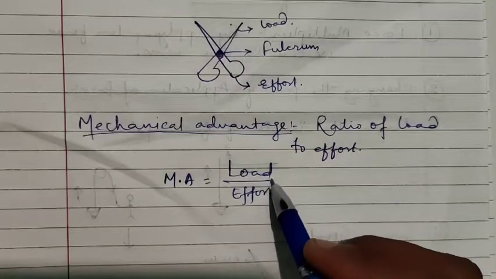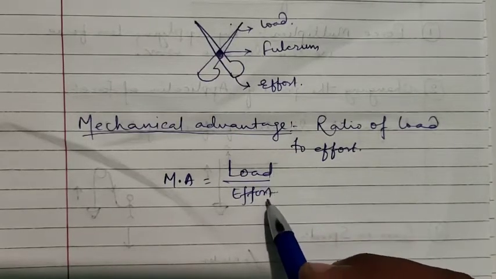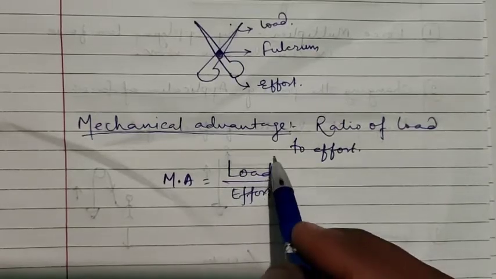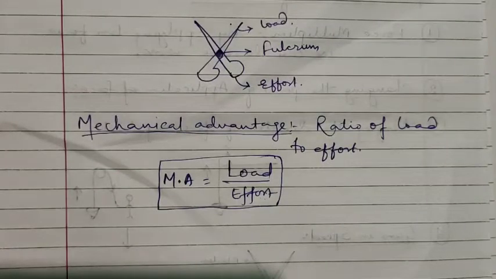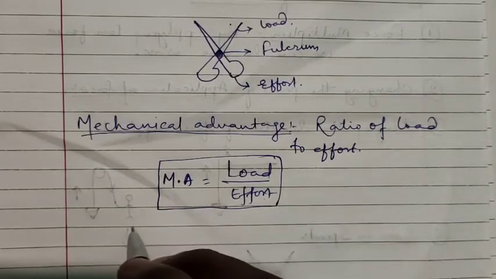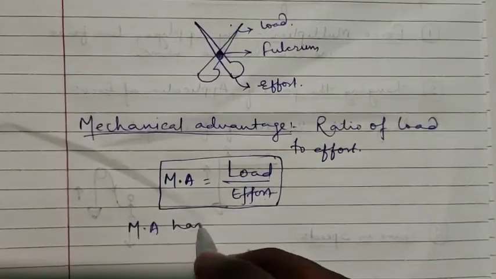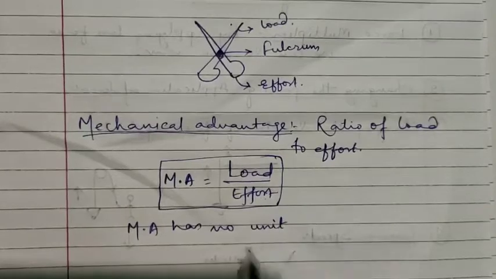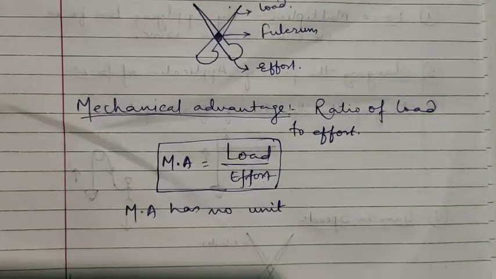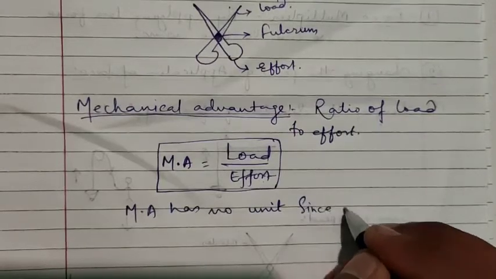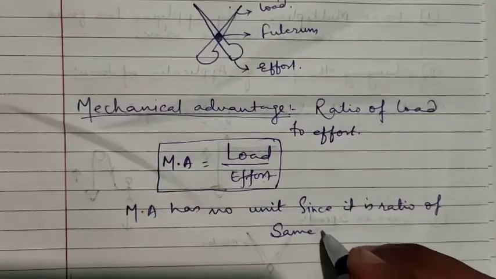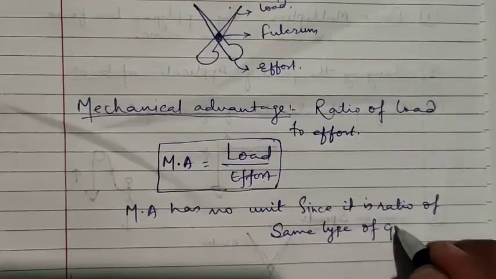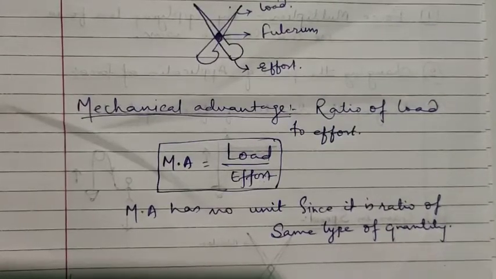Since both are a type of force, load is also a force, effort is also a force, mechanical advantage is the ratio of load to effort. Now, mechanical advantage has no unit. Why does it have no unit? Since it is a ratio of the same type of quantity, that's why mechanical advantage doesn't have any unit.